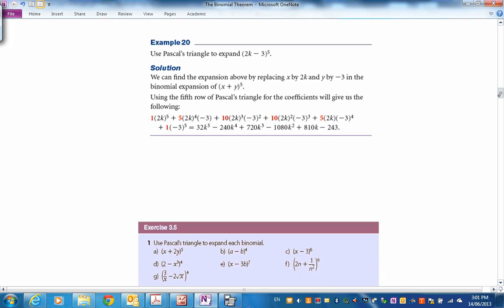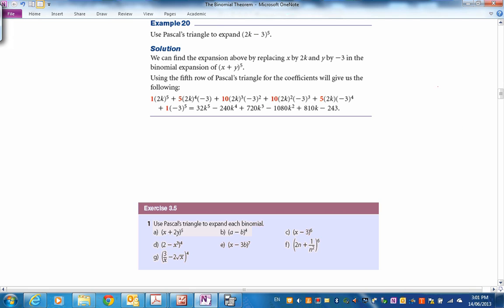Use Pascal's triangle to expand (2k take 3) to the 5th. Now that's a little bit different, because instead of just x and y, the first term is 2k, and the second term is neg 3. All of neg 3, not just 3. Okay, so here we go. Using the 5th row of Pascal's triangle, what would we have? We'd have these red numbers, 1, 5, 10, 10, 5, and 1.